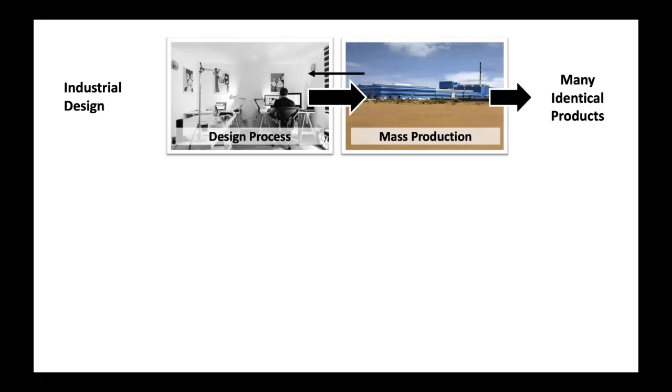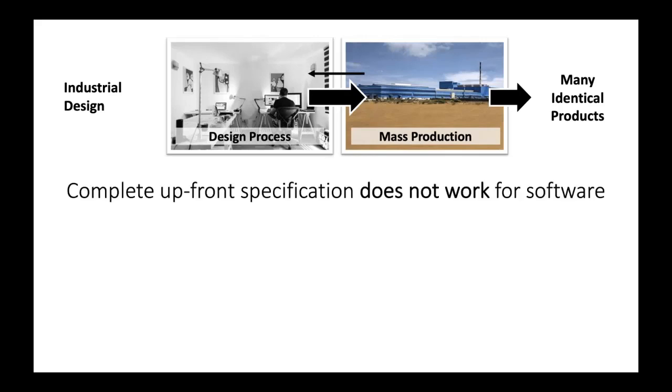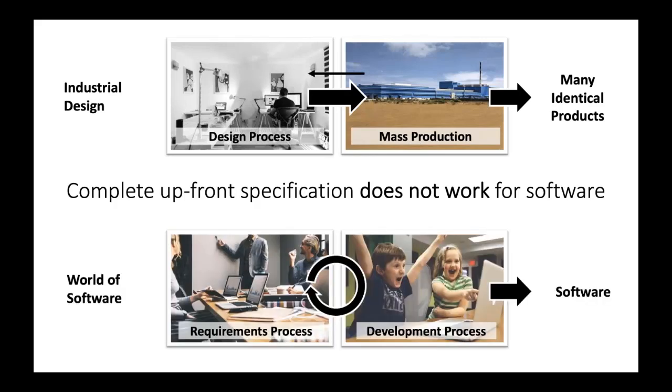And now you may say, wow, design is something that we had for quite a long time. And what designers do is they create products for mass production. And this is, of course, true. And this way of working does not work for software. All the agile community teaches us these insights every day. In software, we have somehow iterative requirements and development processes. And this is of course true.